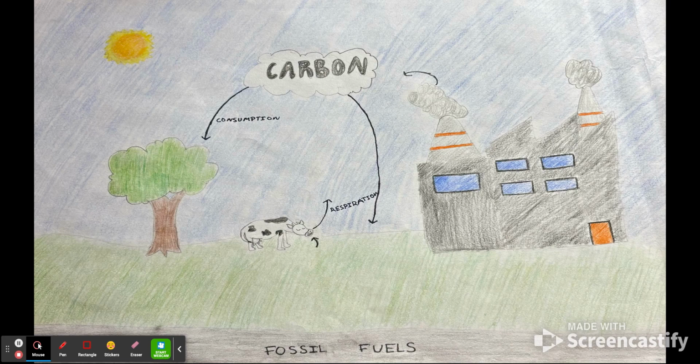Another way that carbon is put back into the atmosphere is by burning organic matter. One large contributor to carbon emissions on land is the burning of fossil fuels. Fossil fuels are organic materials that have been buried under layers of rocks for millions of years. This produces a compound rich in carbon, which when burned produces energy, but also releases large amounts of carbon dioxide into the atmosphere.